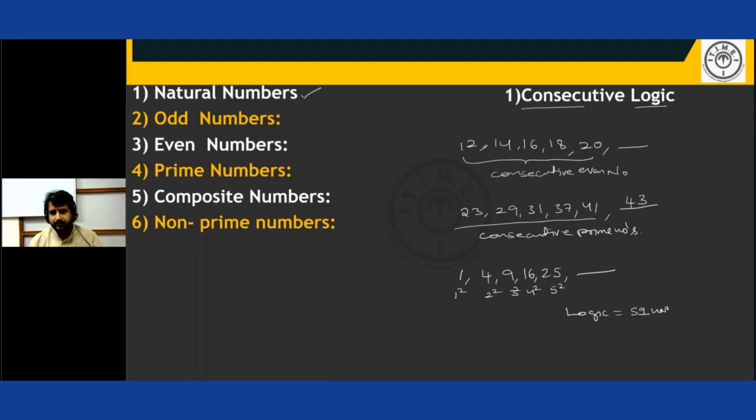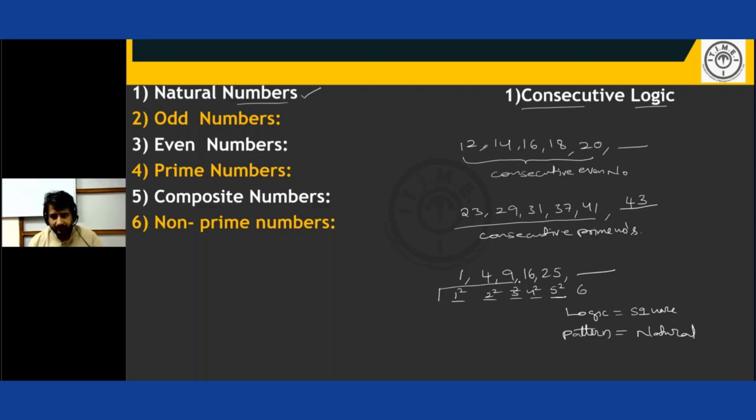The logic applied is square, but what is the pattern? Understanding the pattern is very, very important. What are these numbers? 1, 2, 3, 4, 5 are consecutive natural numbers. Here comes the importance of the pattern. So after 5, what is the next natural number? 6. So here the pattern is natural numbers. These patterns are very, very important.